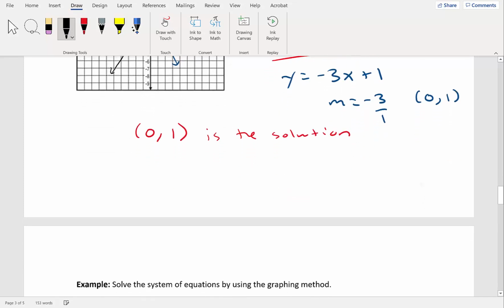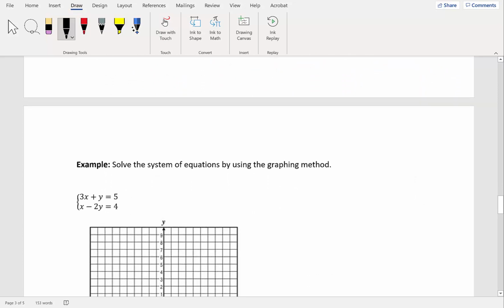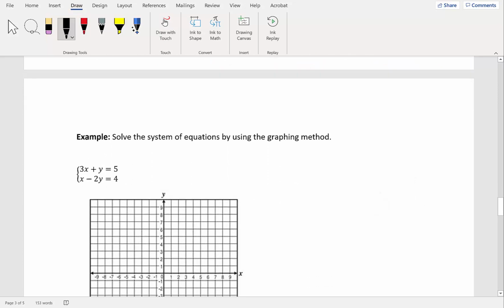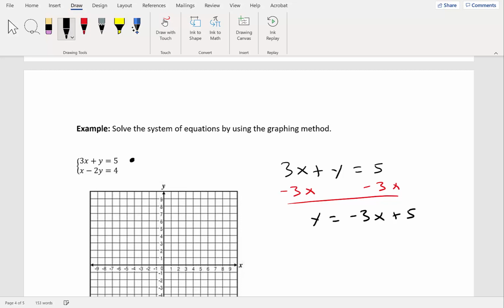Let's take a look at another problem. Solve the system of equations by using the graphing method. We have 3x plus y is equal to 5. Let me color coordinate these. Let's get this into slope-intercept form. Subtract 3x from both sides. I get y is equal to negative 3x plus 5. So my slope is negative 3, and my y-intercept is (0, 5).